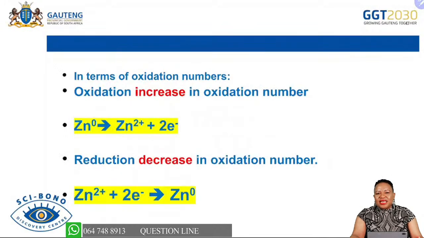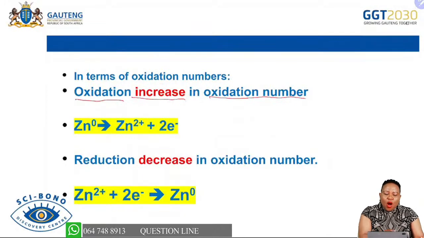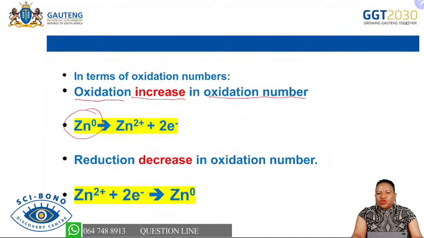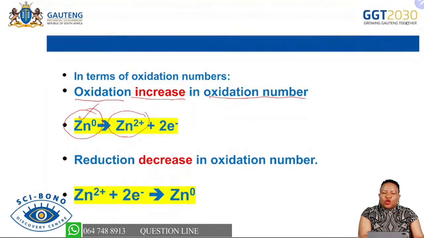Now, in terms of oxidation number, we know that immediately when a substance or an atom loses or gains electrons, the oxidation number will change. Now, how will the oxidation number change? Whenever a substance undergoes oxidation, we will see an increase in oxidation number. For example, when we look at zinc metal, we know that zinc metal from the periodic table is a neutral metal, meaning that it has the same number of protons and electrons. However, because it's a metal, it has a property of losing electrons. Immediately when zinc metal loses electrons, it changes and becomes a zinc 2+ ion.